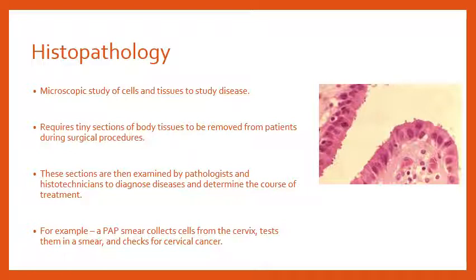Another major thing that we do is what's called a histopathology. A histopathology is when we actually collect cells or tissues and then we study them. That can help us to figure out if some of those cells or tissues are growing improperly.